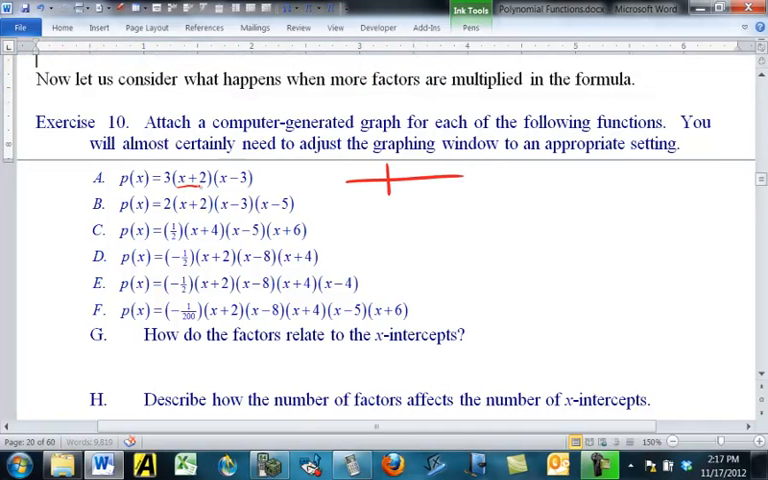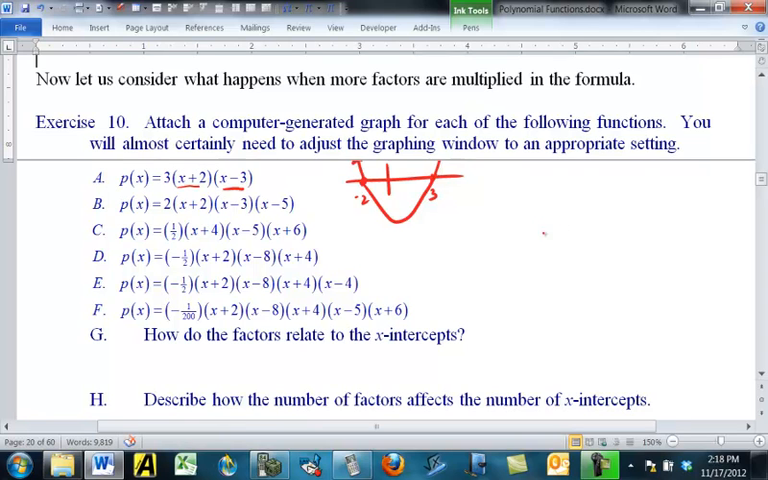But this one, I see a factor that says it's going to go through here at negative 2. This says it goes through over here at positive 3. And we're up on this end, and it's an even power, so we're going to be up on this end. Somewhere in here it's going to min out. And so it looks roughly like that.